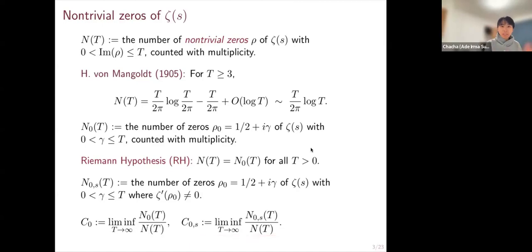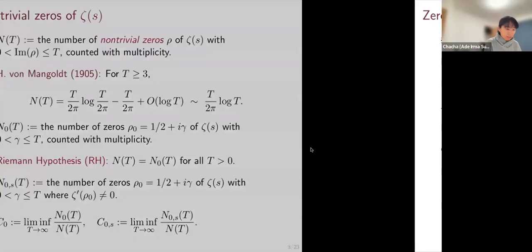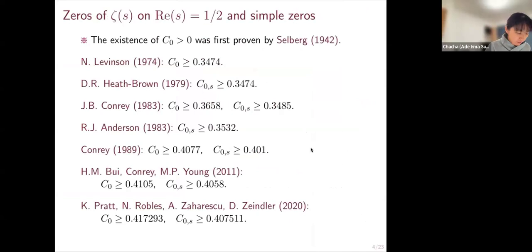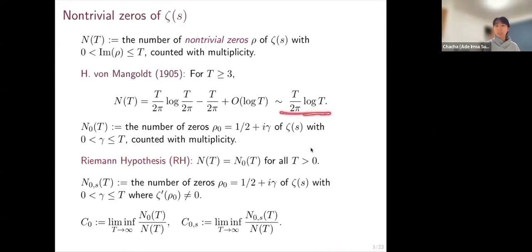Of course, the existence is not trivial in the beginning, but it was proven. We start with c naught, which was first proven, I think, by Selberg. Before Selberg, it was only known that there are infinitely many zeros on the half line, and we recall that the asymptotic is in the order of t log t. So we need something bigger than that.